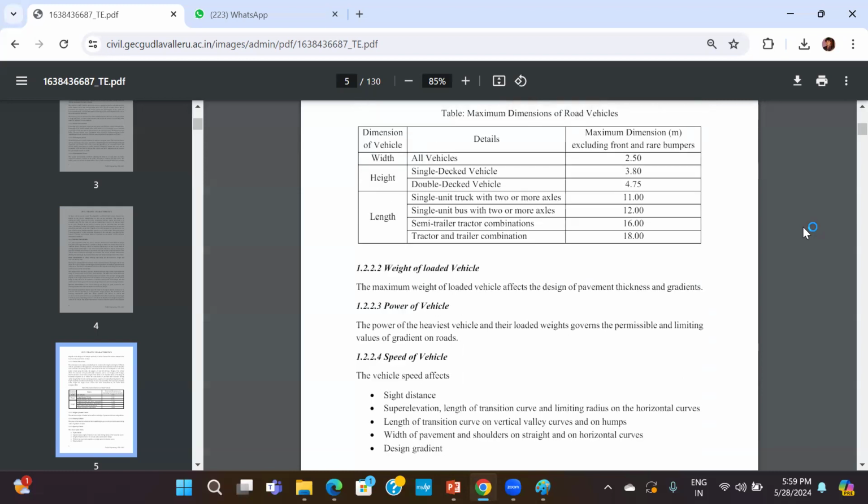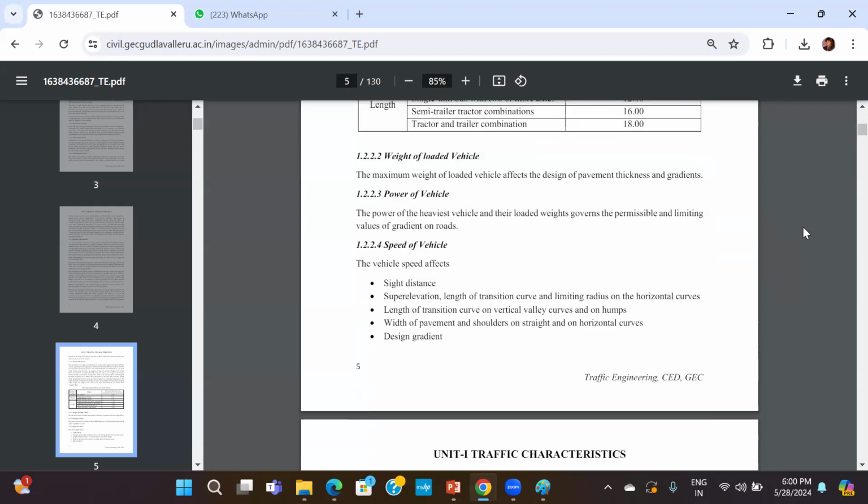Again, the weight of the loaded vehicle also affects the pavement thickness and the gradient. Power of vehicle: the power of the heaviest vehicle and the loaded weights govern the permissible and limiting values of the gradient. So as you can see in vertical curves, the power of the vehicle plays a major role. Even though the width of the road is more, the power plays an important role. Speed of the vehicle.